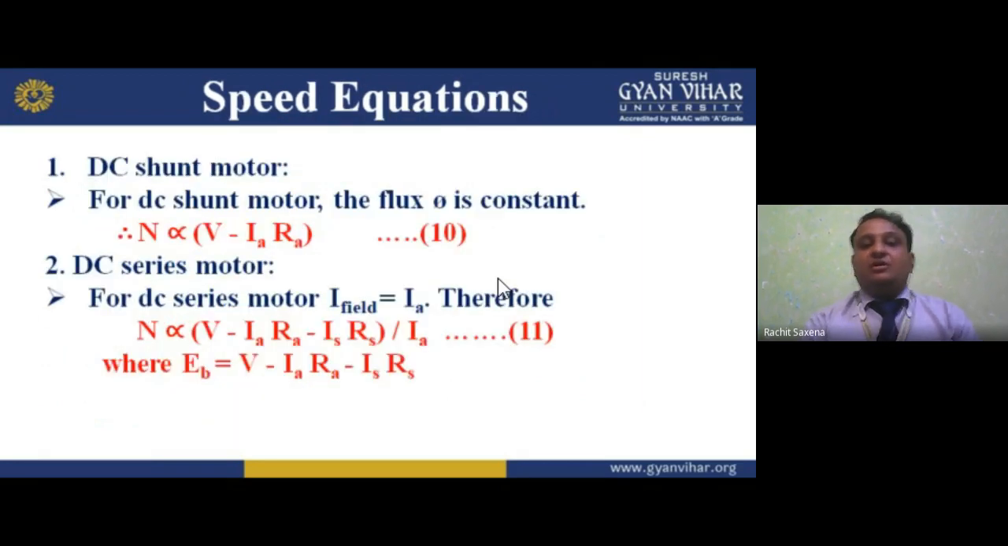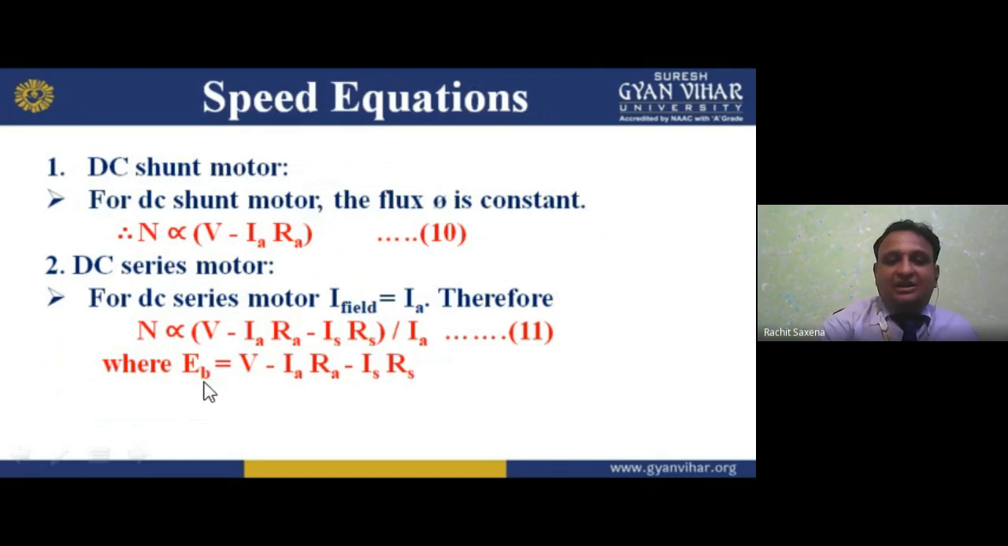Now, for a DC shunt motor, the flux is constant. Why am I calculating the speed equation? If torque is there, then we can easily calculate the speed. Therefore the speed is proportional to V minus I_A R_A upon I_F, where the flux is constant in a shunt motor. Now for a DC series motor, I_F is equal to I_A. So we can write V minus I_A R_A minus I_A R_S, where R_S is the series field resistance, upon I_A.